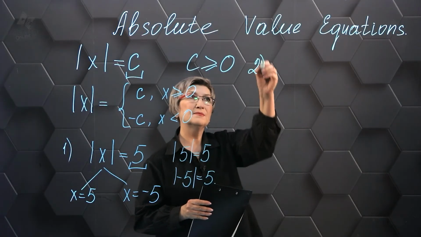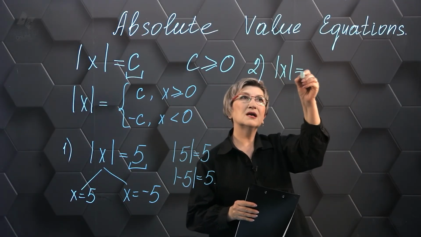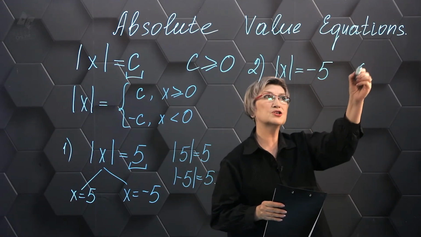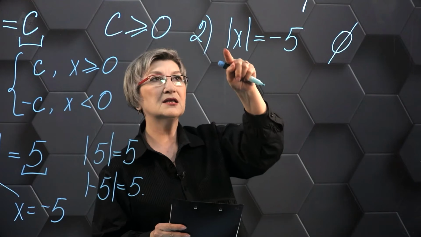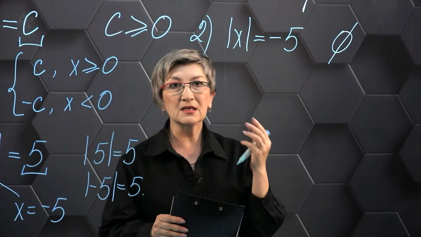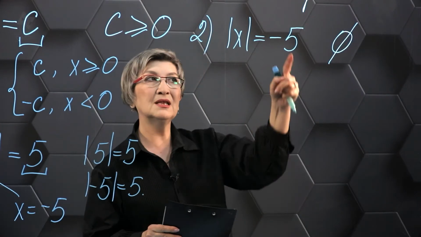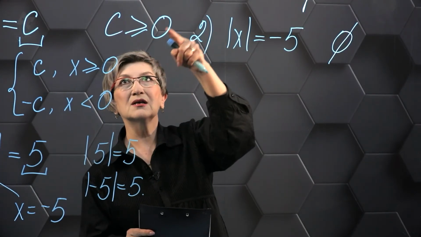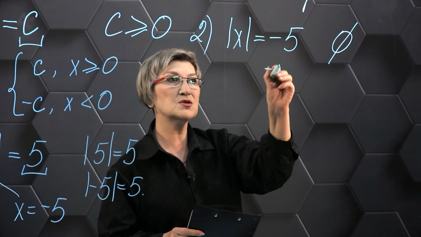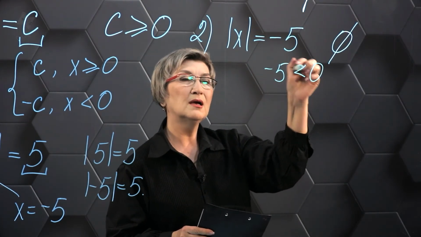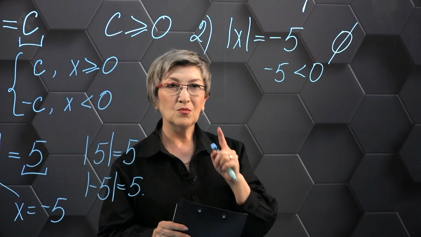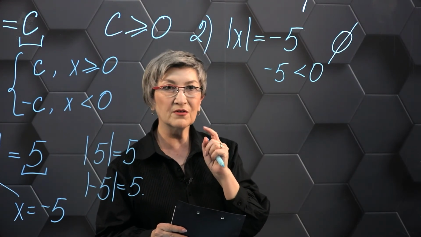But if the modulus of x is minus 5, then there are no solutions. There is no value for x whose modulus is equal to a negative number. That's exactly why I wrote down that we check the number itself first, and the number minus 5 is less than 0. Therefore, such an equation has no solutions. Be careful when solving equations with modules.